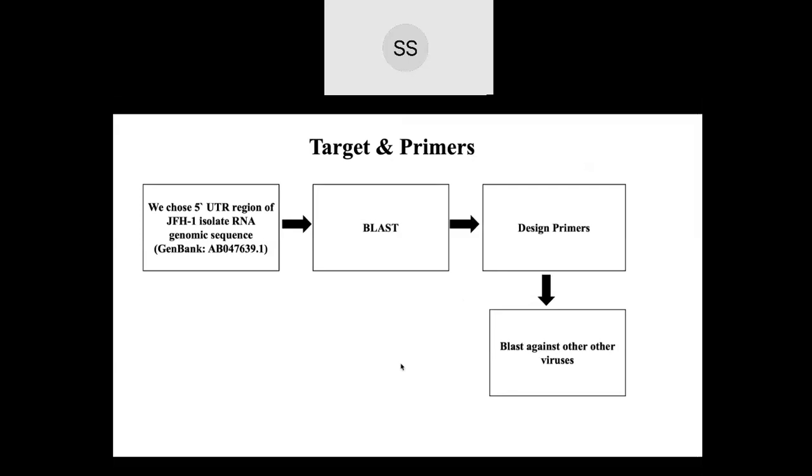Talking about the primer and the target, we opted for the 5' UTR region from a UF1 RNA isolated strain. We blasted that region against other viruses and observed that the 5' UTR region is highly conserved and is not present in any other virus. We opted for that target and then subjected that conserved sequence to software to design the primers. Once the primers were designed, they were again blasted against the other viruses, ensuring that the primers are highly specific to hepatitis C virus, not to any other virus.